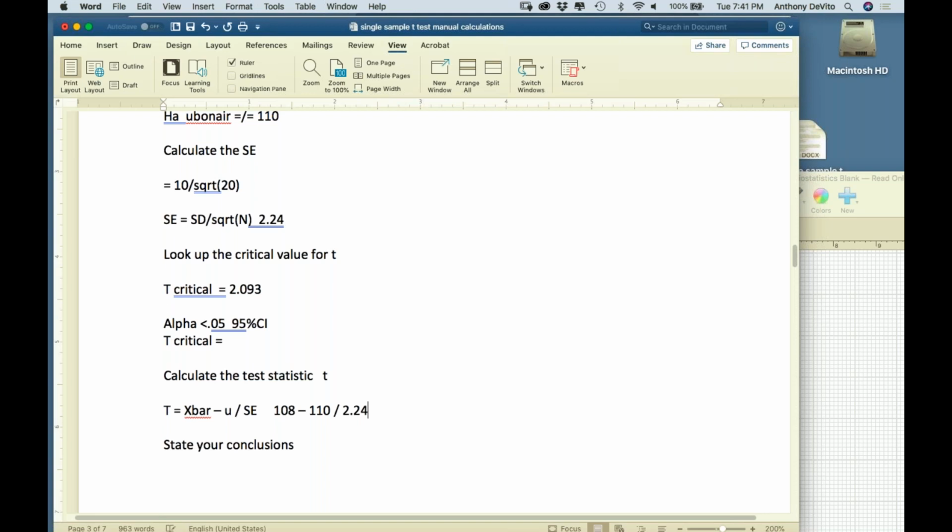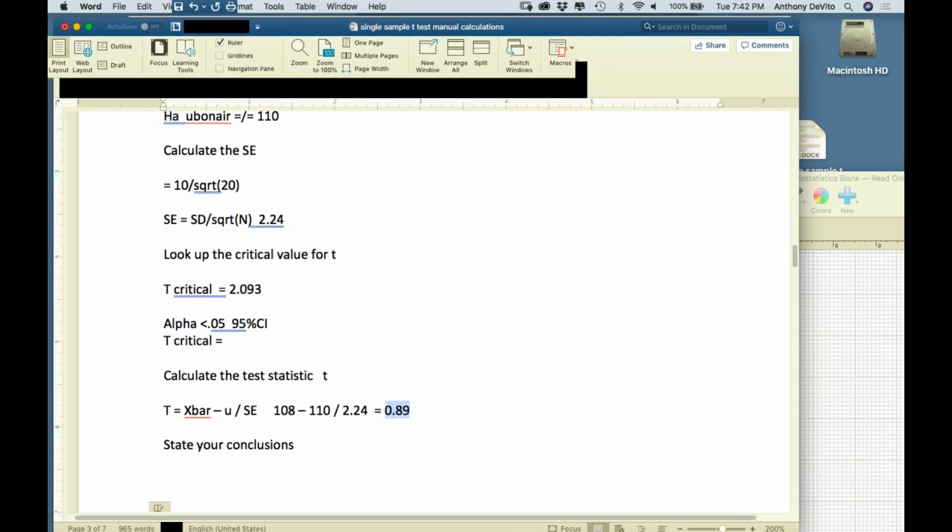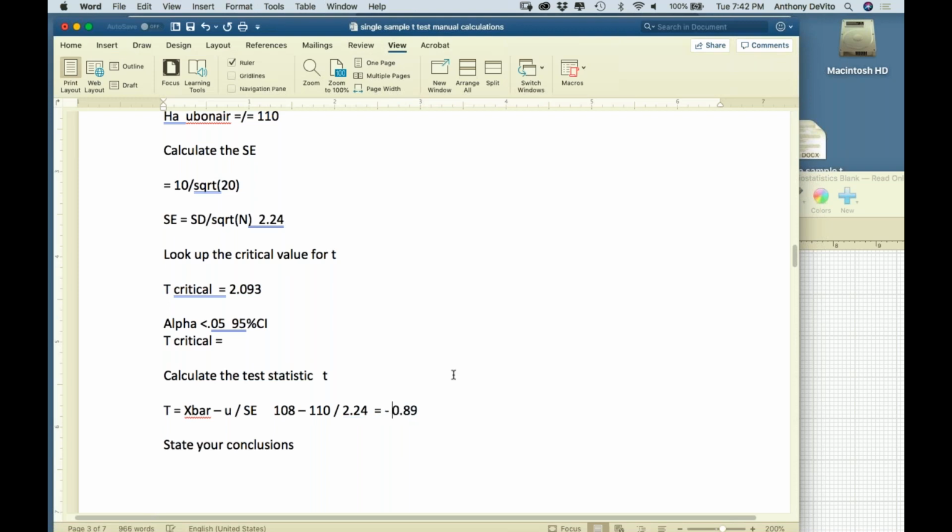I almost confused myself there. Okay, and that's equal to 0.89. Okay, so does our t-value exceed the critical value of t that we need? What was the critical value of t? Yeah, so do we exceed that? No, I left out the minus sign, but again, it doesn't matter.